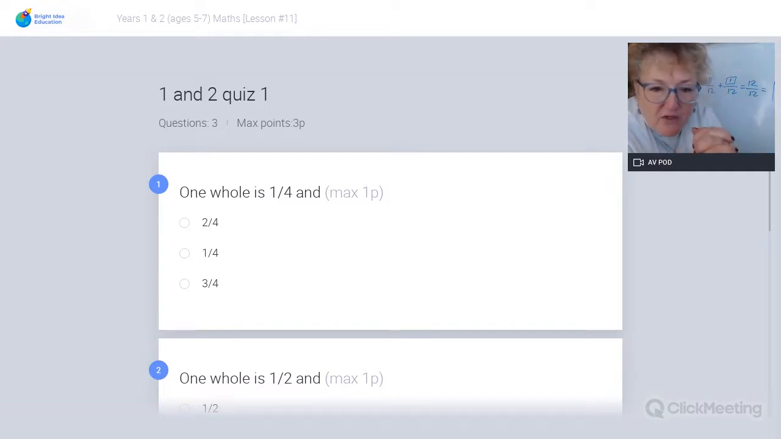Okay, so make sure you're thinking, if you've got 1/4, how many more quarters do you need to make the whole? If you've got 1/4, how many more quarters do you need to make the whole?